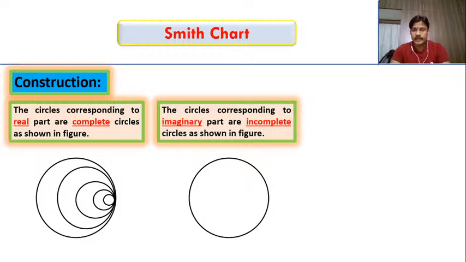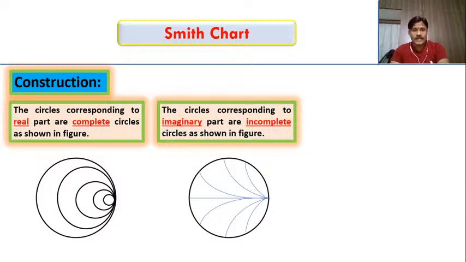Under this 1 unit radius, the incomplete circles are like this, the blue lines. This is one incomplete circle, another incomplete circle, and so on. The remaining parts of these circles do not come under the unit radius of the Smith chart. They are also circles, but we are taking only some part of those circles. That's why they are called incomplete circles. All these incomplete circles are taken to represent the imaginary part of any impedance.